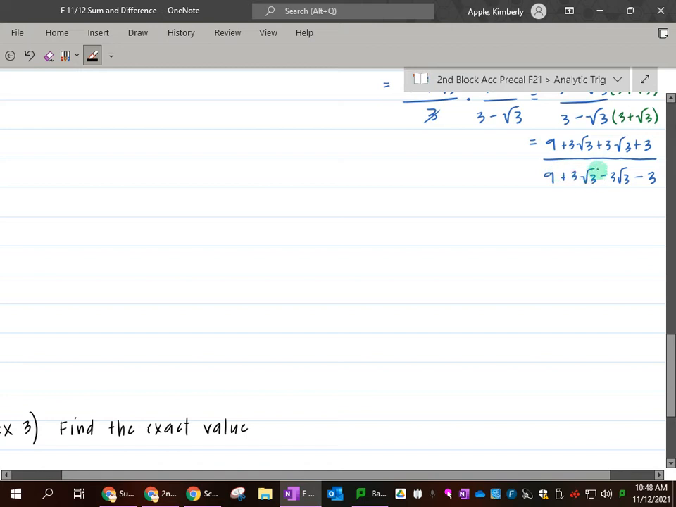And again, I'm going to go back and explain. These two middle terms drop out because 3 root 3 minus 3 root 3 is 0. Combining like terms on the top, 9 plus 3 is 12. Combining the two center terms, that's 6 root 3. And 9 minus 3 is 6. Simplifying here, I'll have 2 plus root 3.